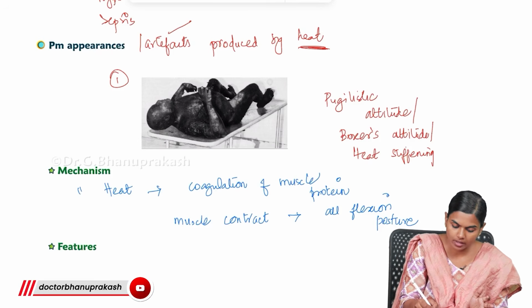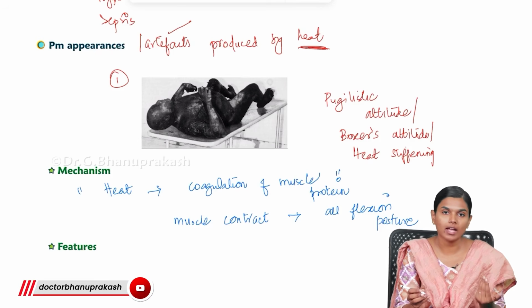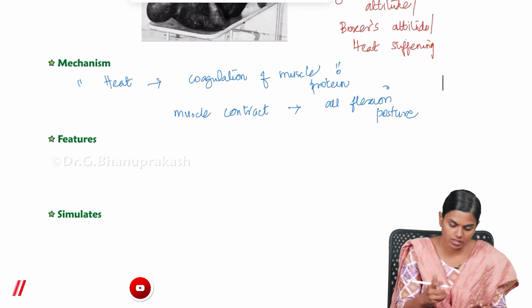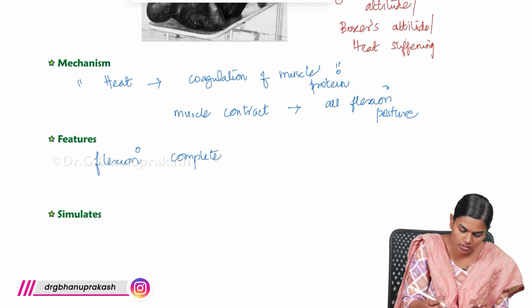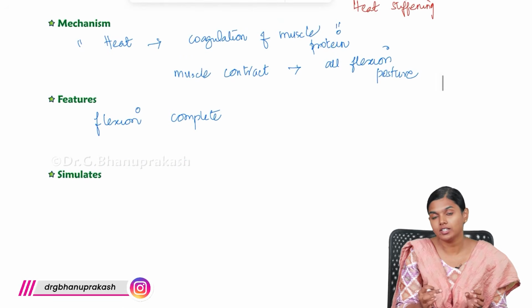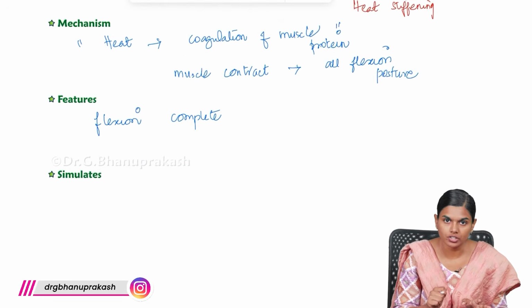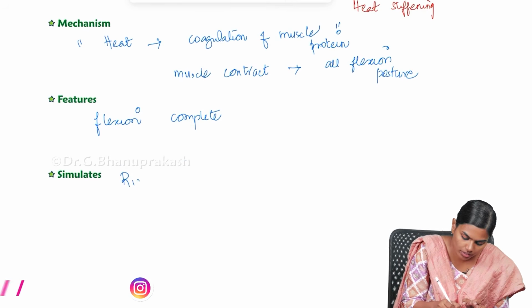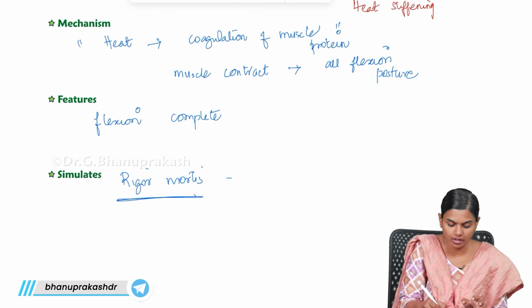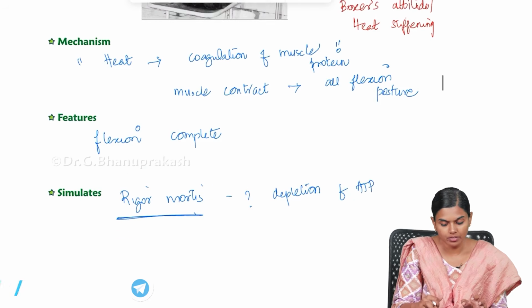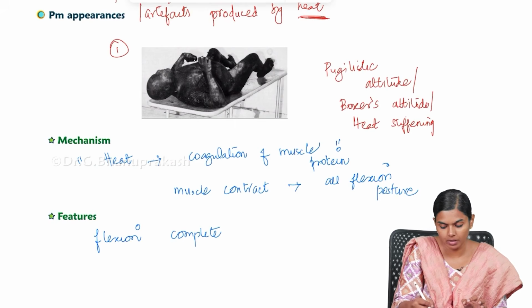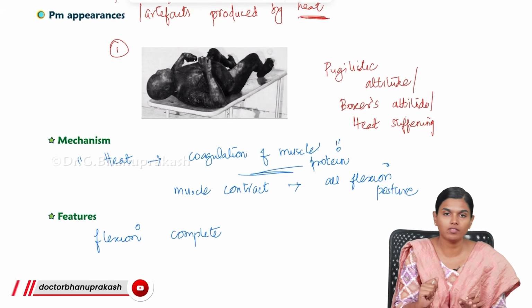So, they will ask you what is the main mechanism. The main mechanism is coagulation of muscular protein, and the feature that you will be seeing is complete flexion of all the joints. And the condition that simulates this heat stiffening is a very common condition, which is rigor mortis. So, it simulates rigor mortis. But what is the change in rigor mortis? Here there will be depletion of ATP. Because of that you will get this kind of stiffening, which is different from this heat stiffening where the muscular protein coagulates, which results in the all-flexor attitude.